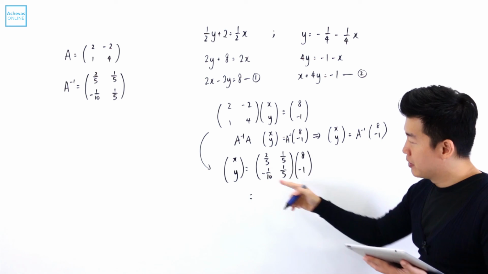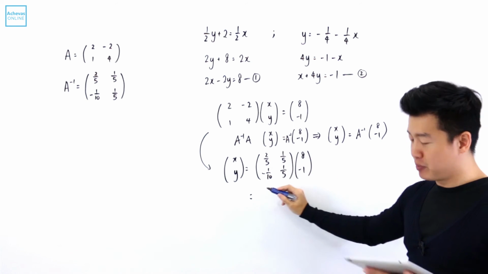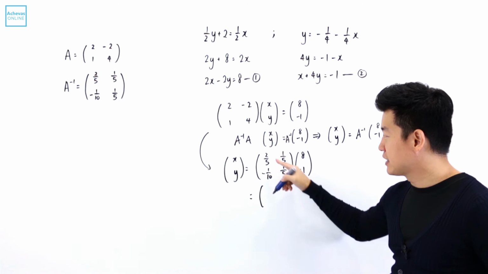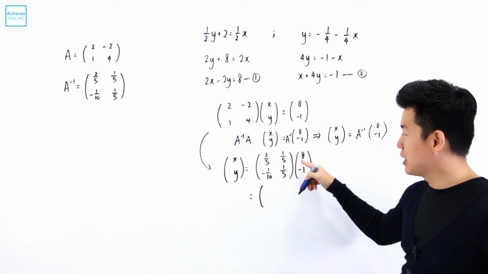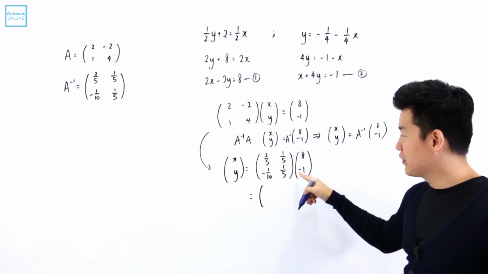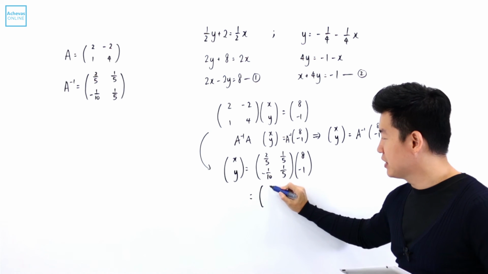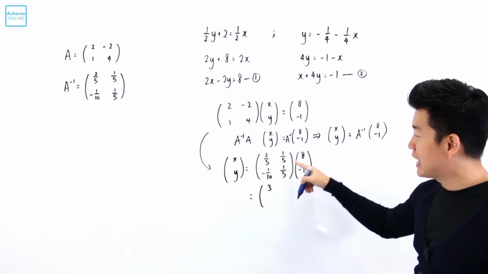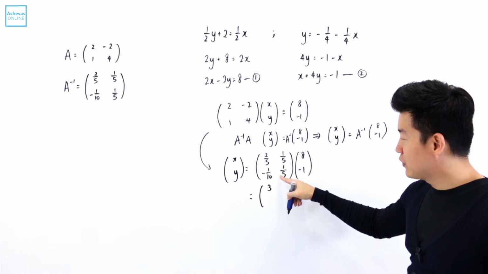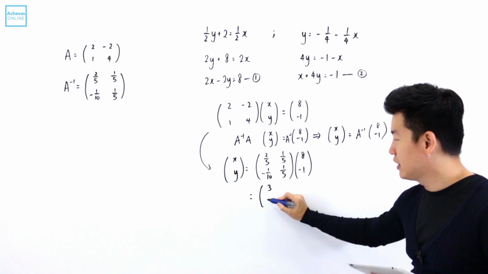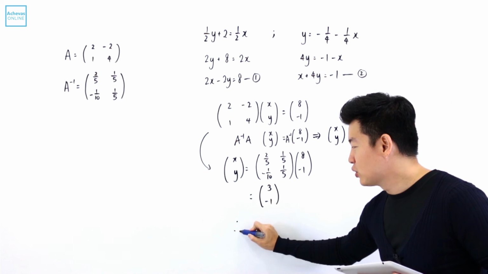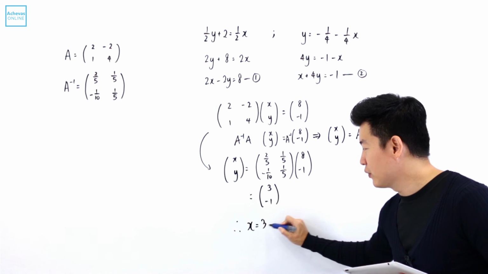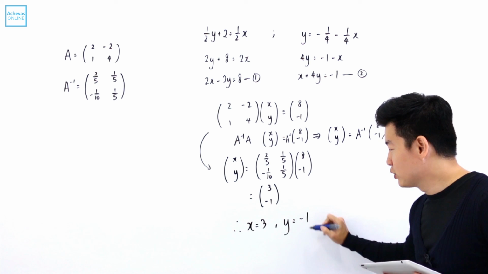If I perform the matrix multiplication for this, I'm going to get 2 over 5 multiplied by 8 plus 1 over 5 multiplied by minus 1. That will give me a 3. And minus 1 over 10 multiplied by 8 plus 1 over 5 multiplied by minus 1. That will give me a minus 1. So x is going to be equal to 3 and y is going to be equal to minus 1.